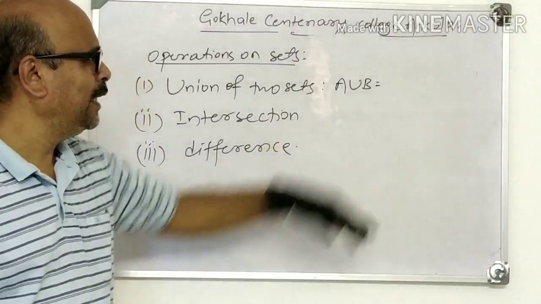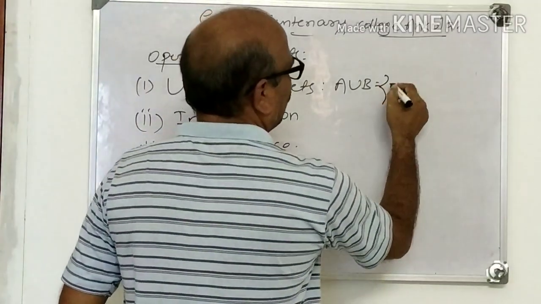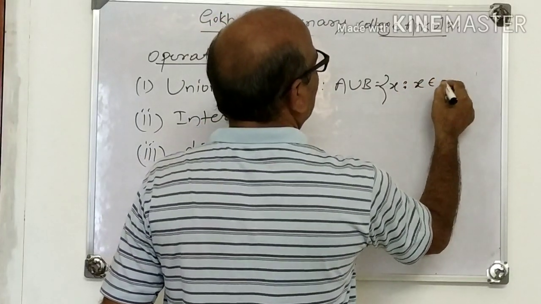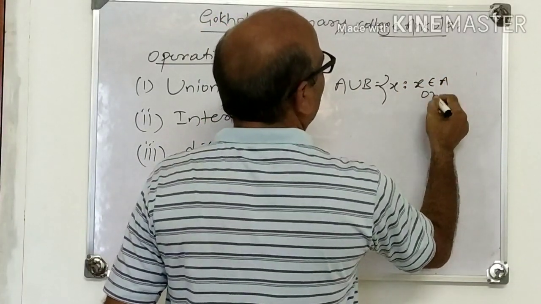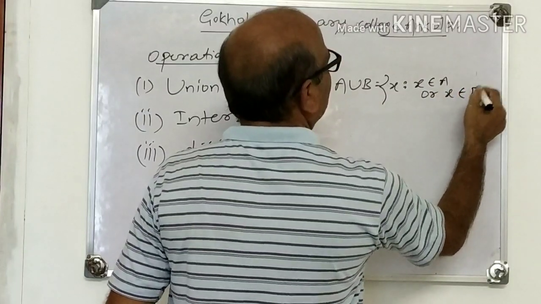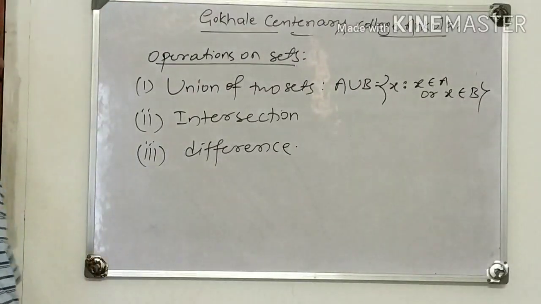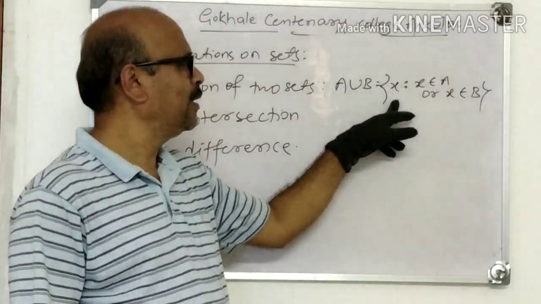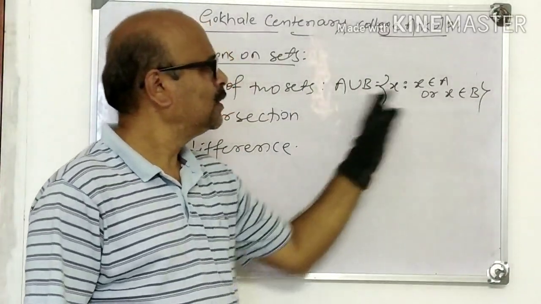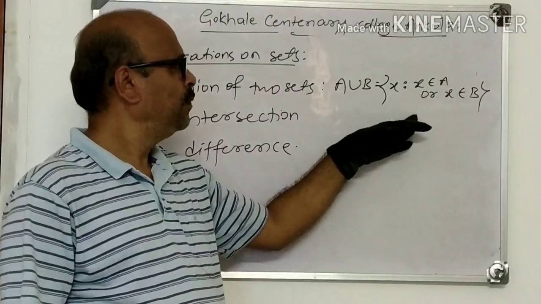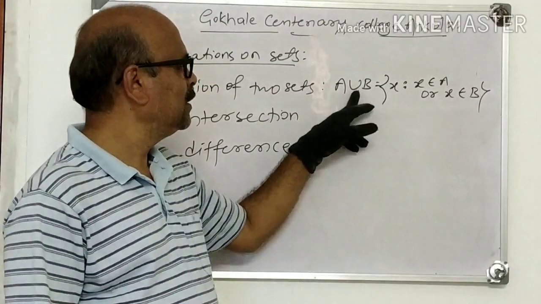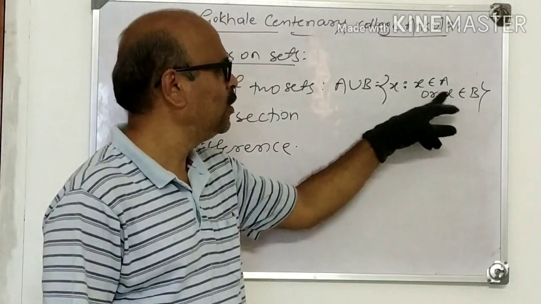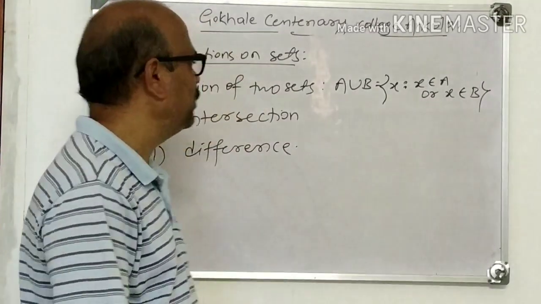We define like this: A union B is set of all x such that x belongs to A or x belongs to B. This is called union definition. How do you read this one? This is called set builder method. We denote this set by this notation only. Now onwards, A union B, this is union notation. Set of all x such that x belongs to A or x belongs to B.